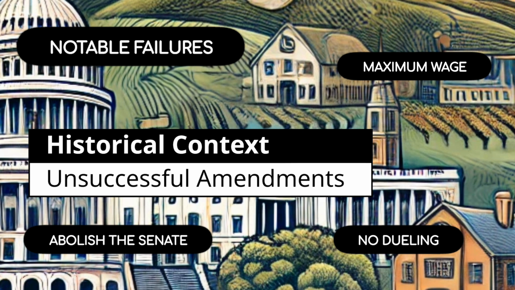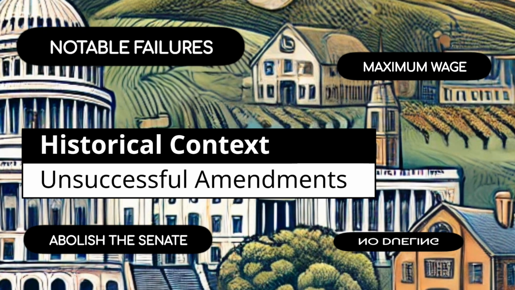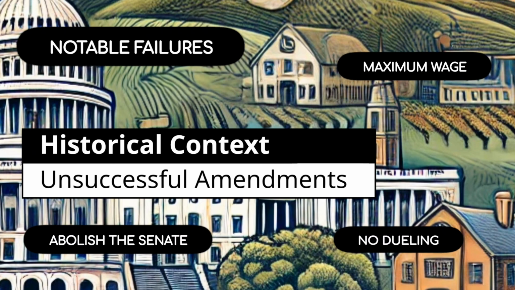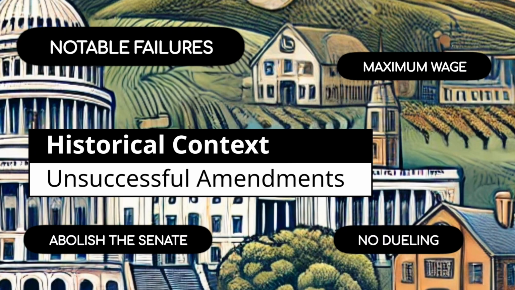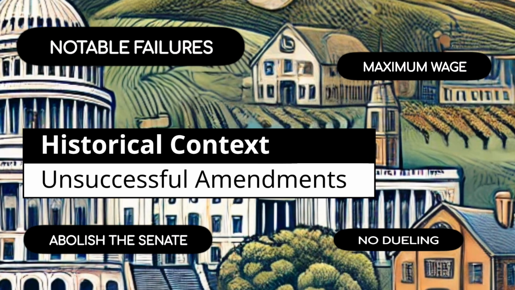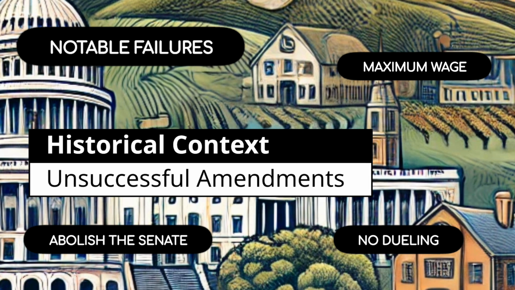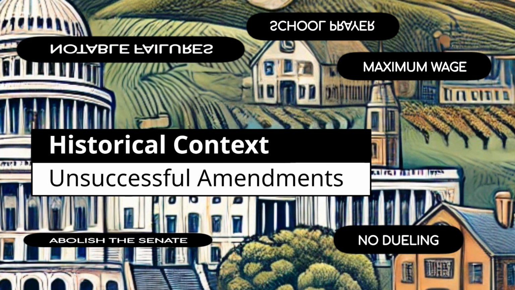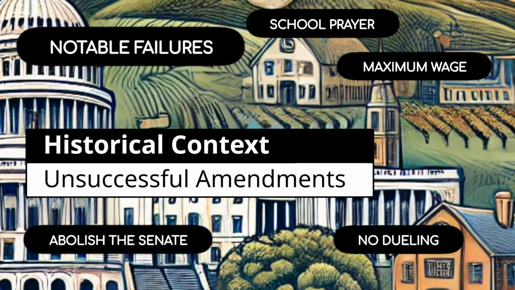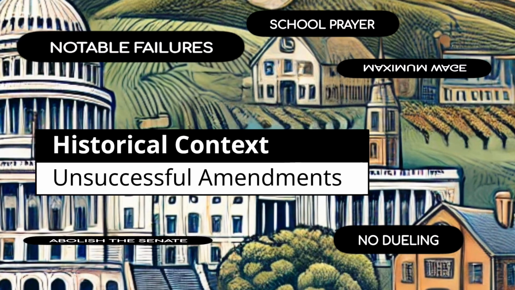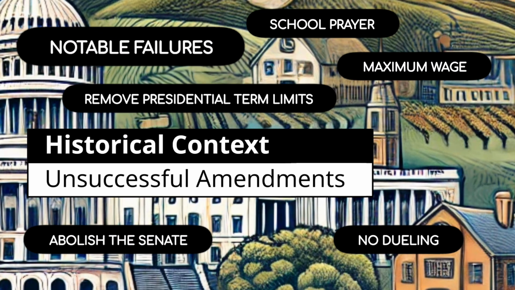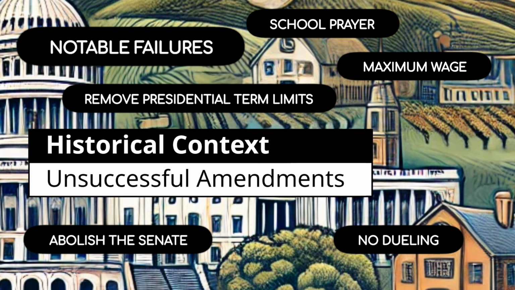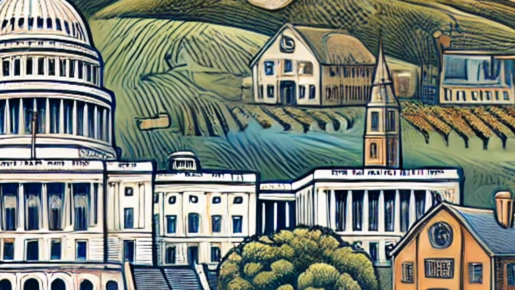A maximum wage amendment was suggested twice in American history, most recently by FDR in 1942. He wanted to cap annual income at $25,000, which today would have the purchasing power of about $484,000. Amendments to allow school prayer have been attempted at least 8 times. They have all failed to gain broad support. An amendment to repeal the 22nd Amendment, which would remove term limits for presidents. It has been supported by numerous presidents and has always failed to gain support.